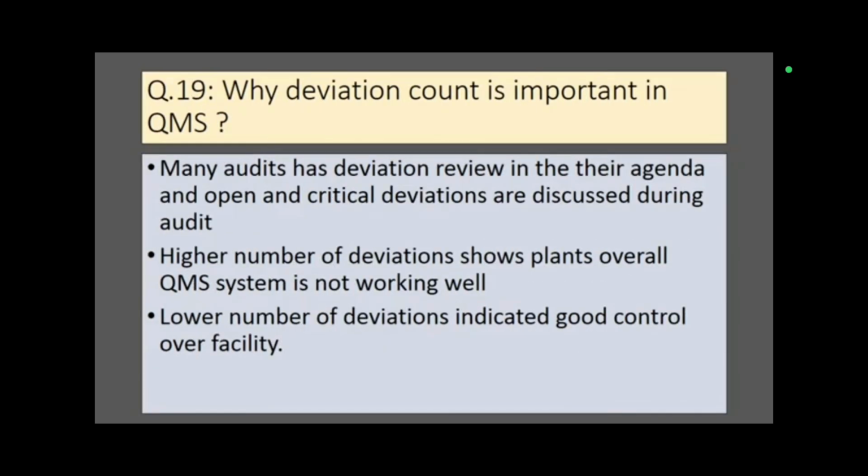Next important question, why is deviation count important in QMS? Answer is, many audits have deviation review in their agenda, and open and critical deviations are discussed during audit. A high number of deviations shows the plant's overall QMS system is not working well, whereas a lower number of deviations indicates good control over the facility.